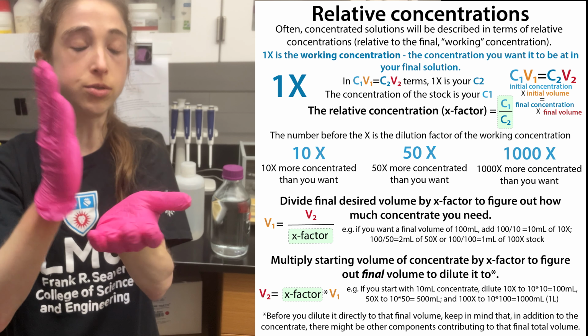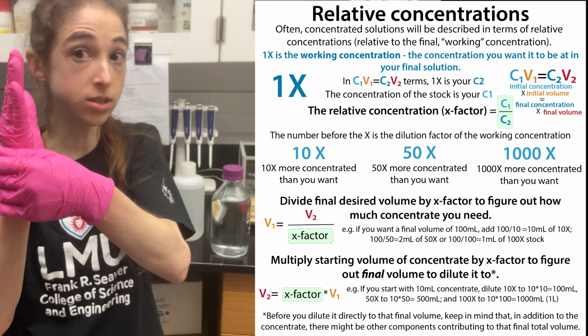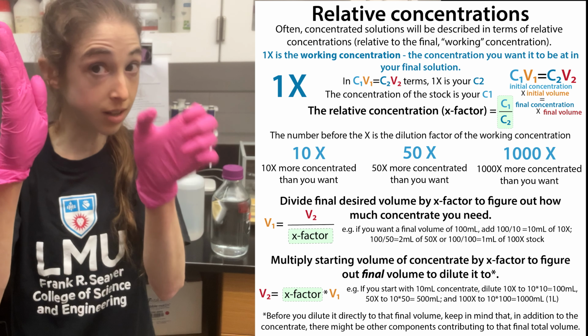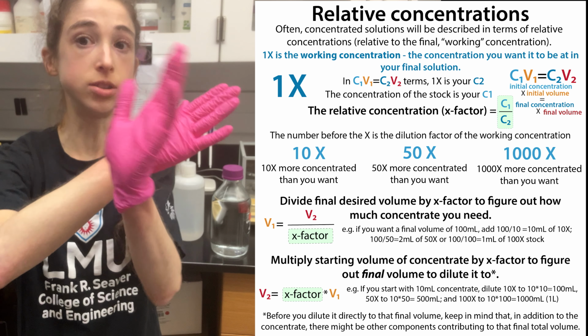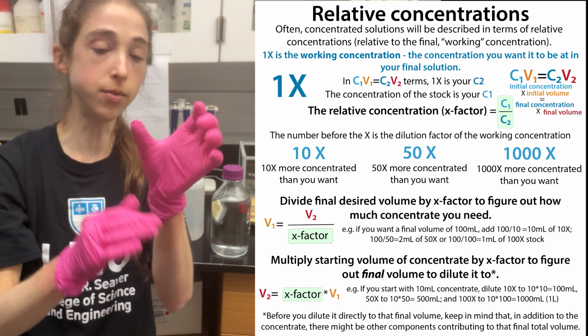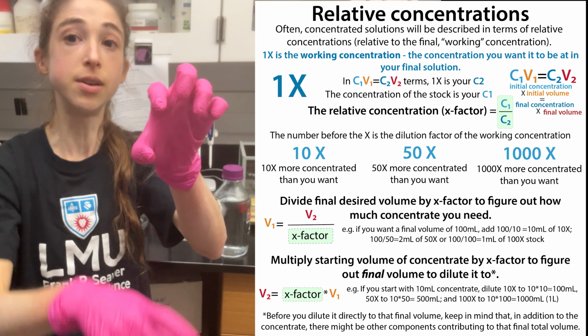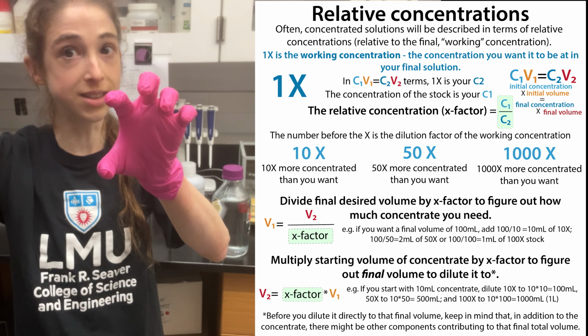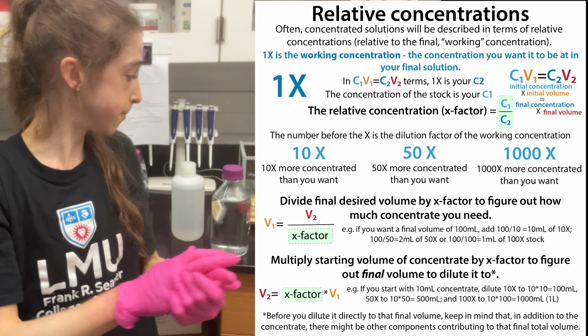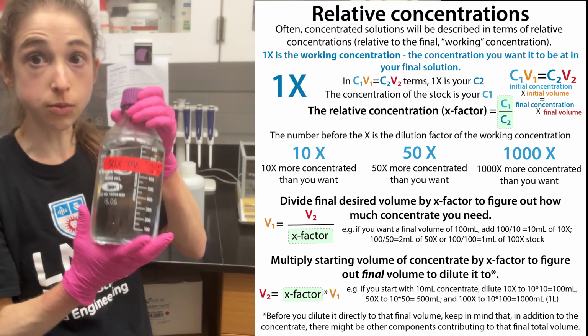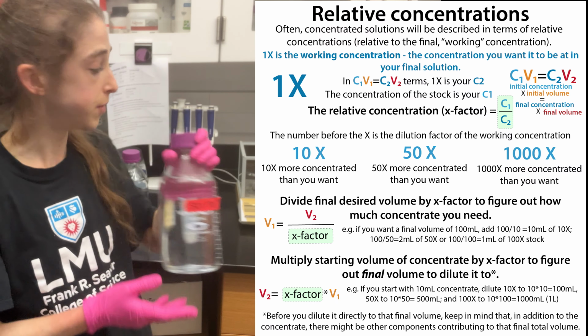So to go from the volume that you want to the volume of the stock that you need, you divide it by the X factor. To go the other direction, from the volume of the stock that you have to the total volume that you're going to end up with, you want to multiply it. And so with 50X, we either divide or multiply by 50.